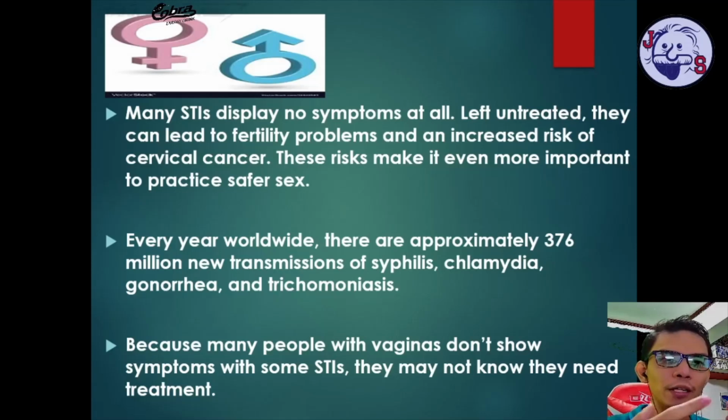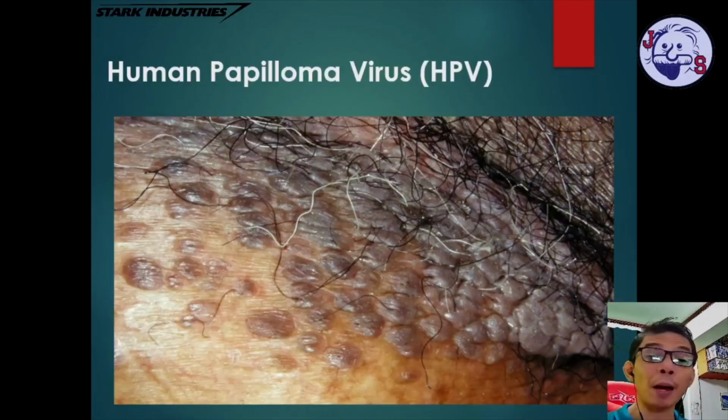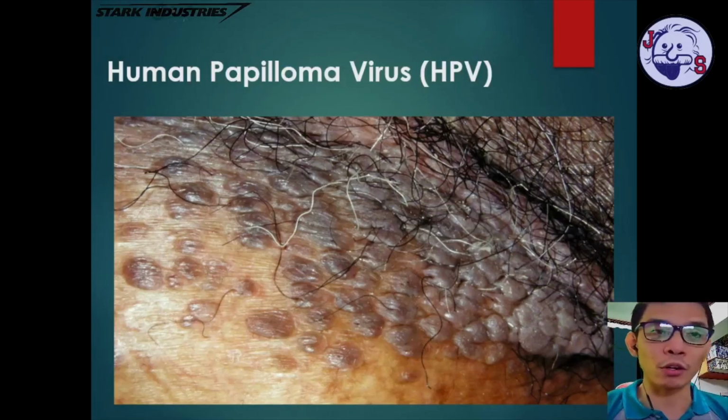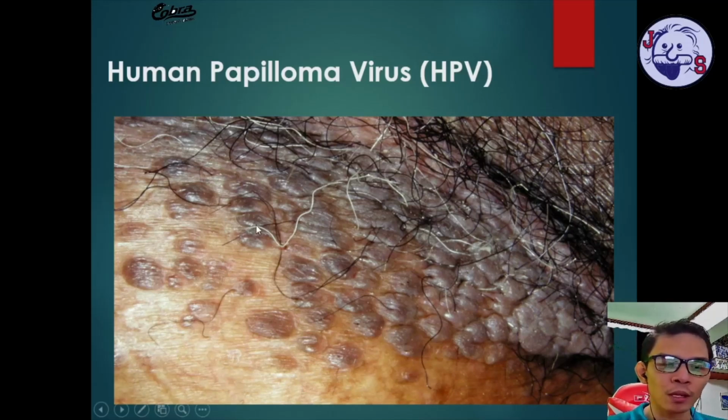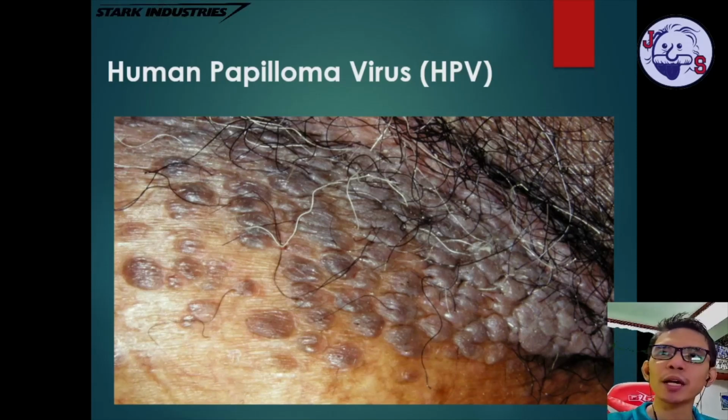So what are these infections? What are the sexually transmitted diseases that are common in the female reproductive system? The first one is the human papilloma virus, the one that causes genital warts. These pictures are very sensitive, so viewer discretion is advised. These are the effects of the human papilloma virus.